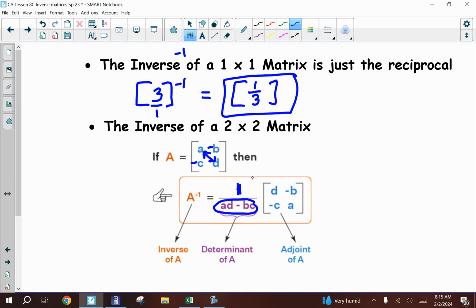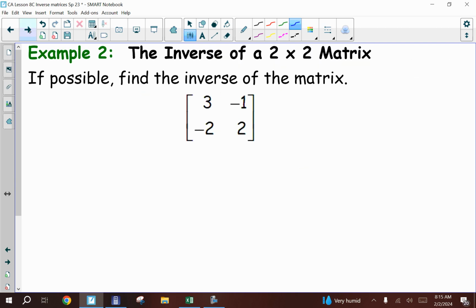So you take the fraction that's in the front, you apply those changes to your matrix, and then you just distribute it by the fraction. And sometimes you'll have a lot of fractions in your answers, which is okay. So we're going to go ahead and hit that up.